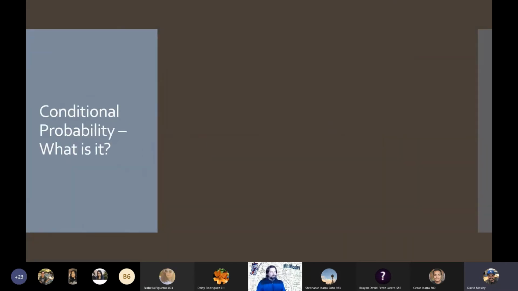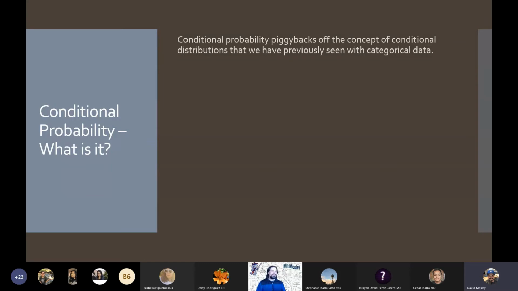So then, conditional probability. What is it? So glad you've asked. Conditional probability piggybacks off the concept of conditional distributions that we have previously seen with categorical data. Right, if we think back to our, what was that, chapter 1, with the birth defects and pregnancies and things like that, those were categorical data. We had a conditional distribution. This uses that same kind of logic to find probability.